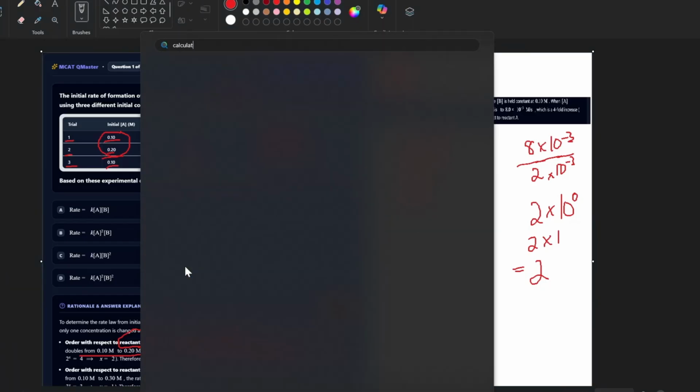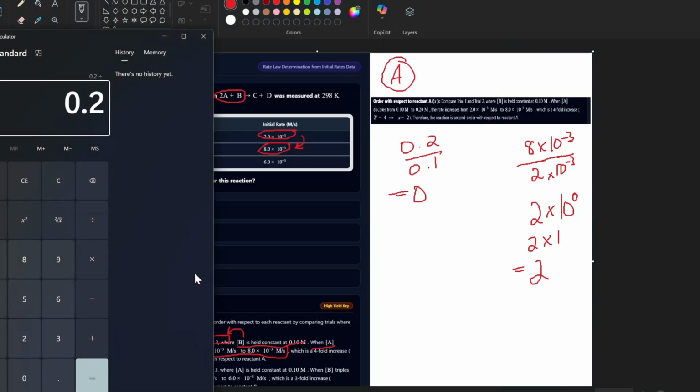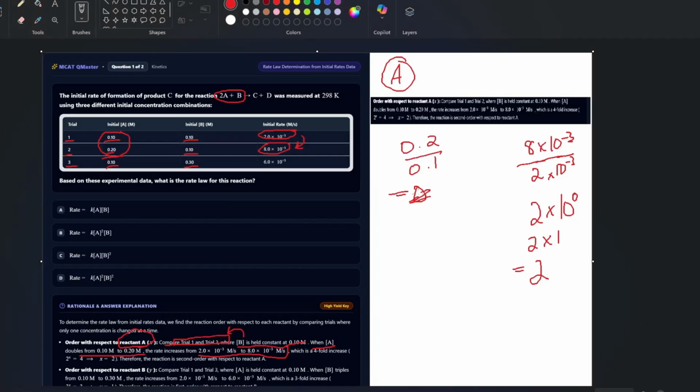Oops, calculator. 0.2 divided by 0.1 is 2. So you get 2 equals 2. Sorry, this is 4. My bad. See, we all make mistakes, guys. This is 4. Sorry, it's too late at night. So right here is 4. So you get 4 and 4.